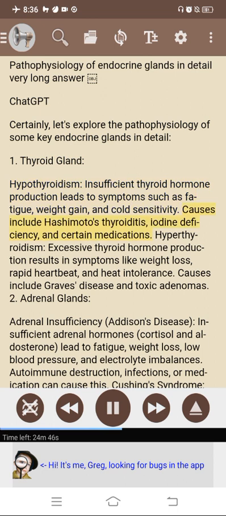Causes include Hashimoto's thyroiditis, iodine deficiency, and certain medications. Hyperthyroidism. Excessive thyroid hormone production results in symptoms like weight loss, rapid heartbeat, and heat intolerance.